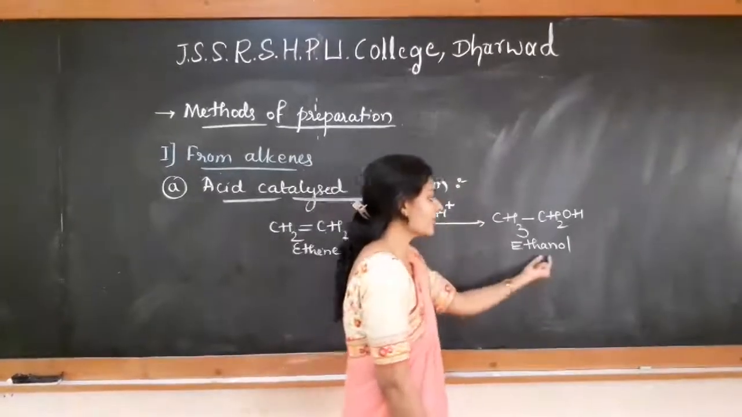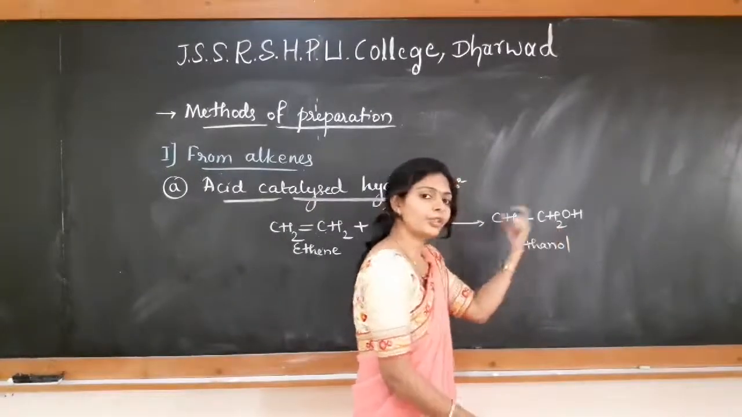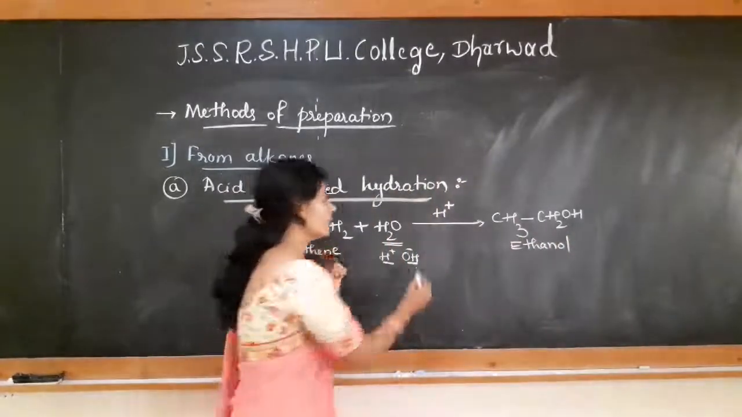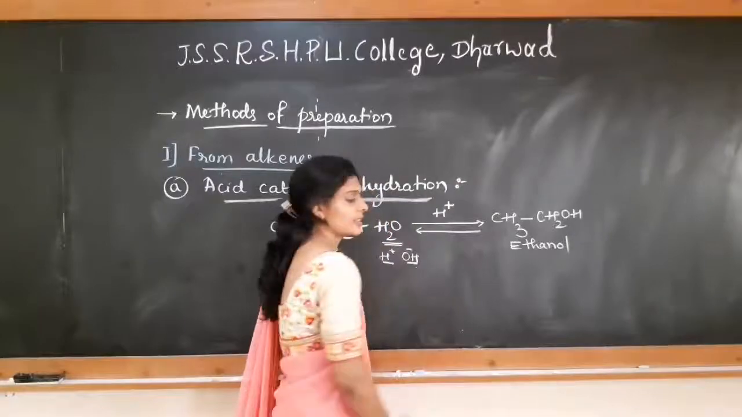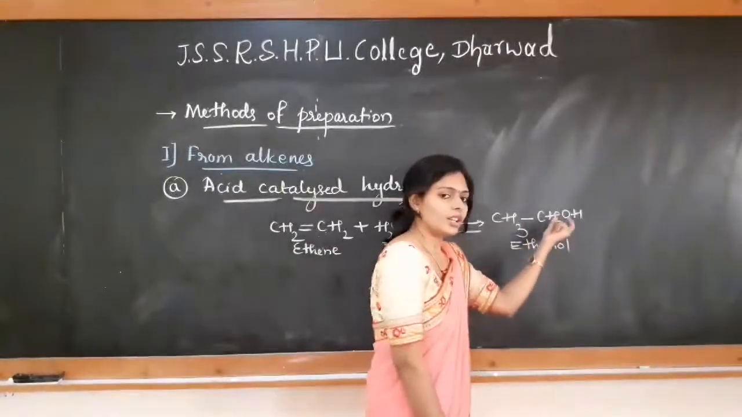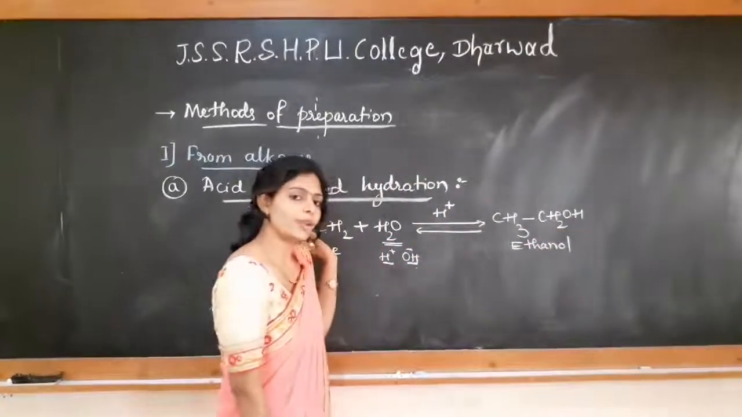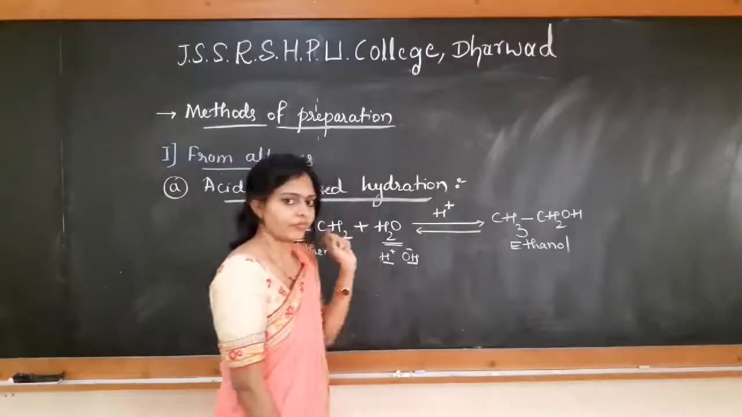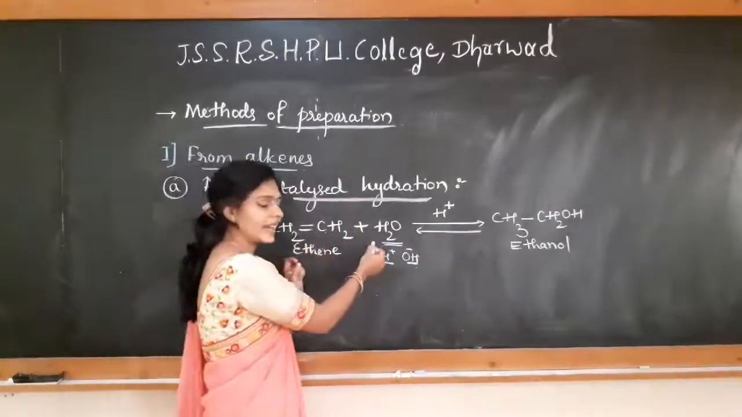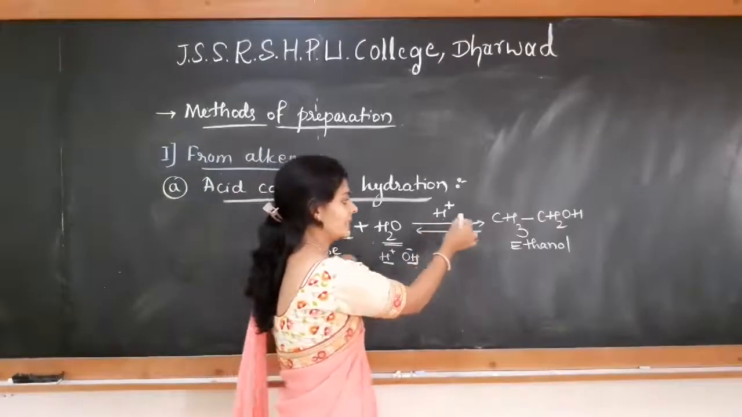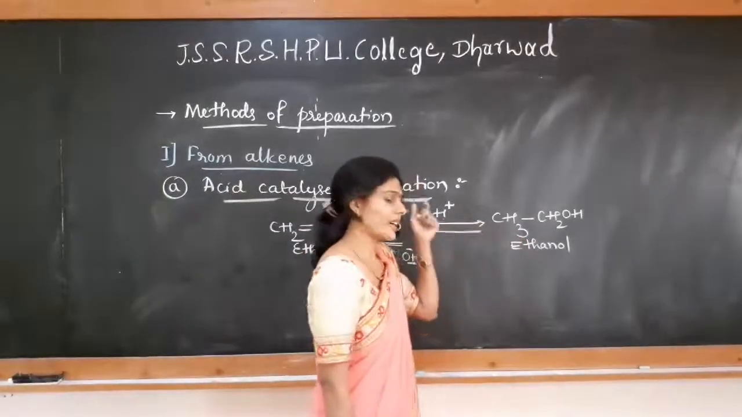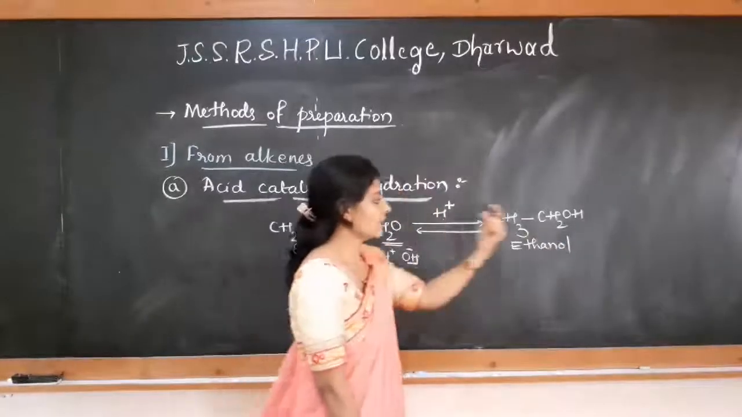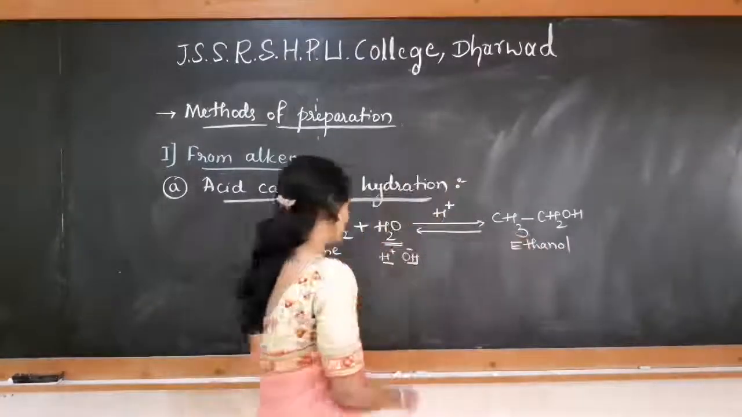If from ethanol you remove water, there is a formation of ethene. Ethanol on dehydration results in the formation of ethene. So this is a reversible reaction. Clear? Ethene reacts with water in presence of acid, which acts as a catalyst, to give the respective alcohol. Here we have taken ethene, so the product formed is ethanol.